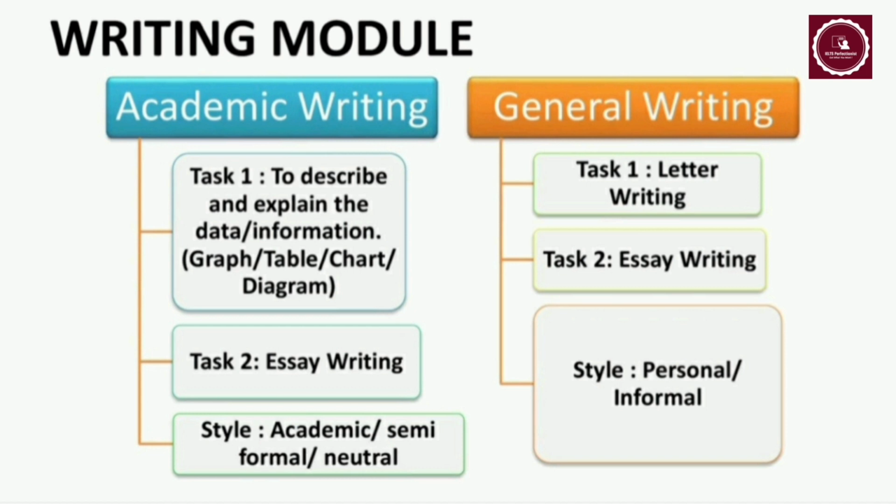Coming up to general training writing. In task 1, you are presented with a situation and are asked to write a letter requesting information or explaining the situation. The letter may be personal, semi-formal, or formal in style. In task 2, you are asked to write an essay in response to a point of view, argument, or a problem. The essay can be slightly more personal in style than the academic writing task 2 essay. Topics are of general interest.